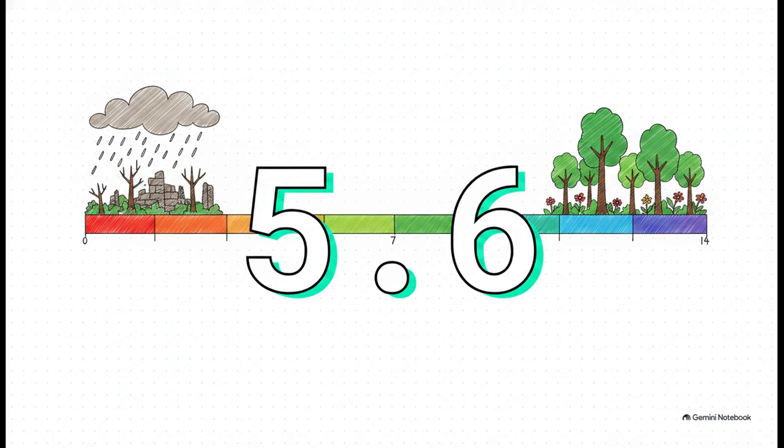We can actually plot the exact intensity of these solutions on the universal pH scale. That scale runs from 0 to 14, with 7 sitting perfectly in the neutral middle. But the number 5.6, that is a critical metric you need to keep in mind. Why? Because the moment the pH of rainwater drops below 5.6, it crosses the threshold into the dangerous territory of acid rain. And as we know, that can totally devastate ecosystems and corrode our infrastructure.